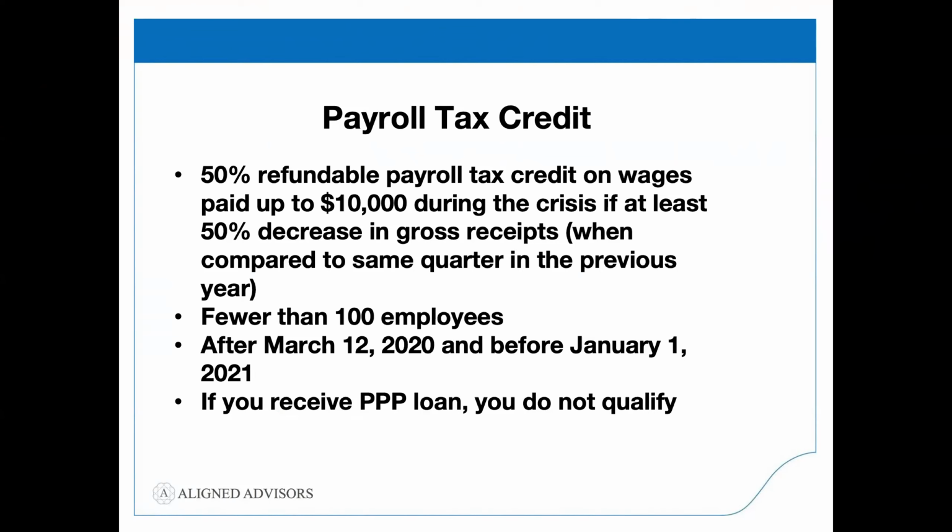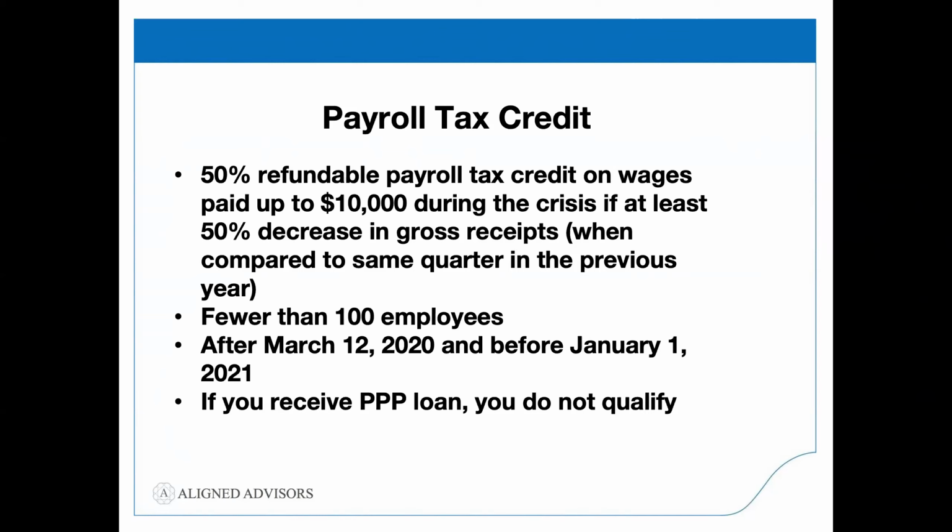So first of all, you have to have had a reduction of 50% in your gross receipts compared to the same quarter in the previous year. If that's most of you and most of us, our income has dropped significantly during this shutdown. So most people would probably qualify under that. You also need fewer than 100 employees, and probably most of you qualify in that as well. The only thing that would probably disqualify a lot of people is if you are receiving a PPP loan, then you would not qualify for this credit.